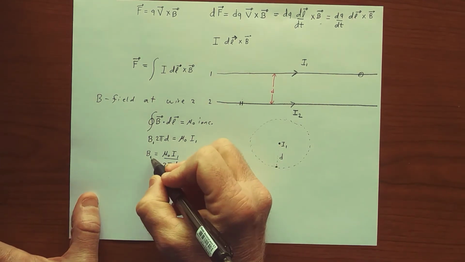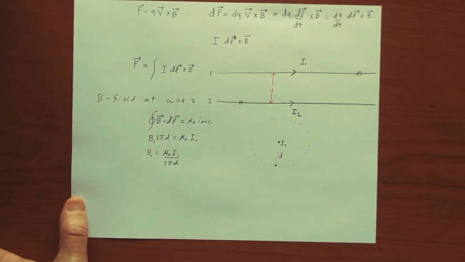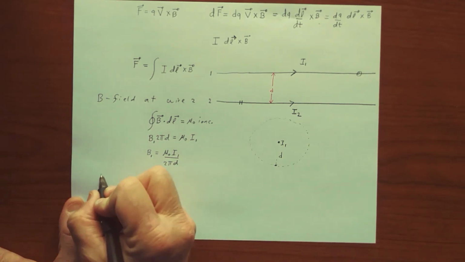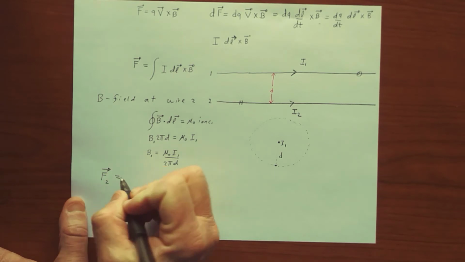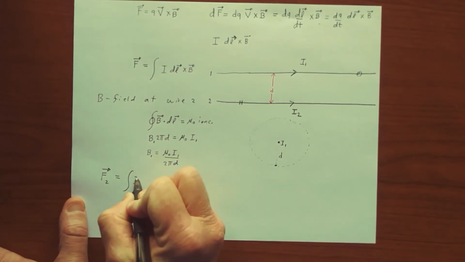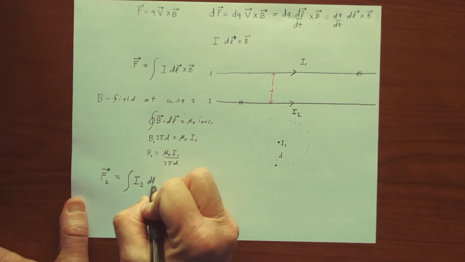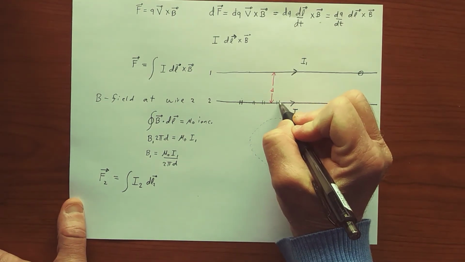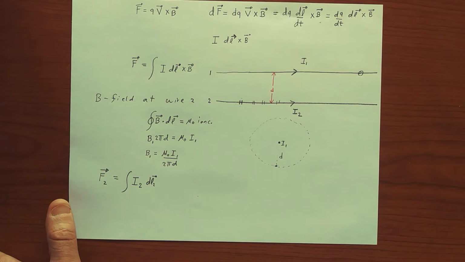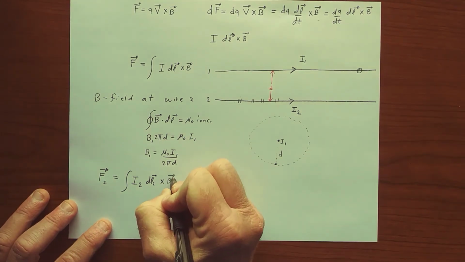Okay, so this needs to go into here, but we need it to be a vector. So let's plug this in. So let's write this expression. Force, let's call it force 2, force on wire 2, is equal to the integral. We're integrating over the second wire, so it's I2 dl2, right? We're integrating over little pieces of wire 2 from minus infinity to plus infinity in that direction, cross B1.